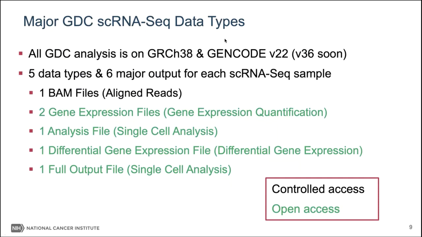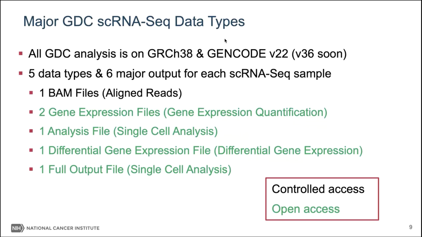The single-cell RNA-seq data has 5 data types and 6 major output files for each sample. So there is one BAM file, the 2 gene expression files, which are available as gene expression quantification data type. There is one analysis file that is the single-cell analysis. That's where you get the clustering. One differential gene expression file, that's the differential gene expression, and one full output file, which can be found under single-cell analysis. I've color-coded them.